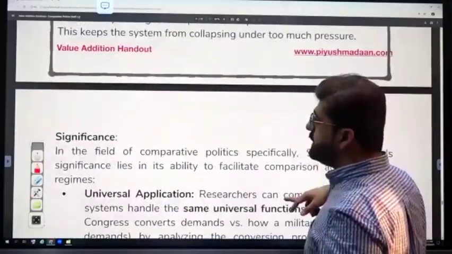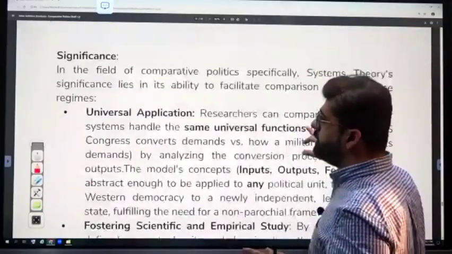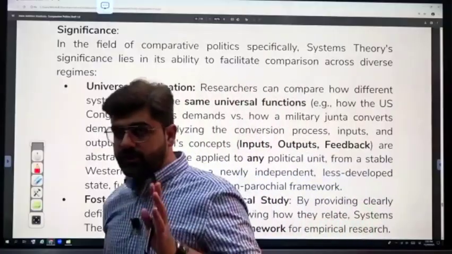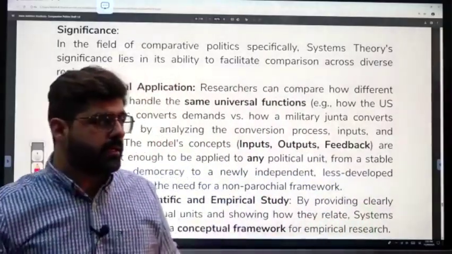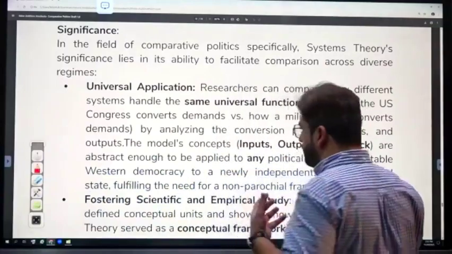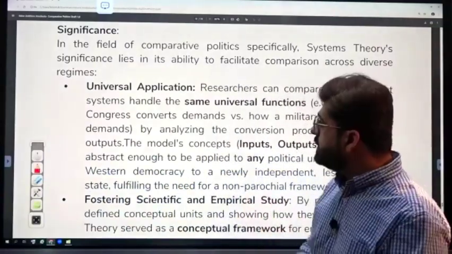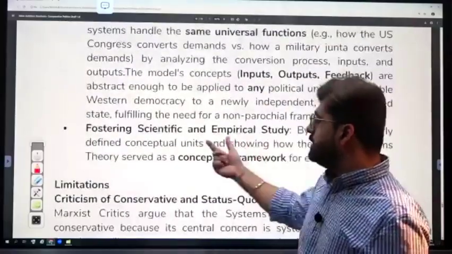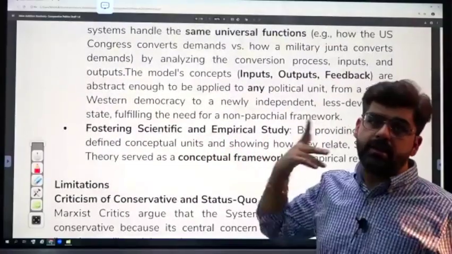Now understanding this in detail is very important because the second approach is also related to this approach, which is the structural functional approach, which we'll not do today, don't worry. But yes, once this approach has come, the main significance is the universal application, and the second is this is scientific and empirical in nature.